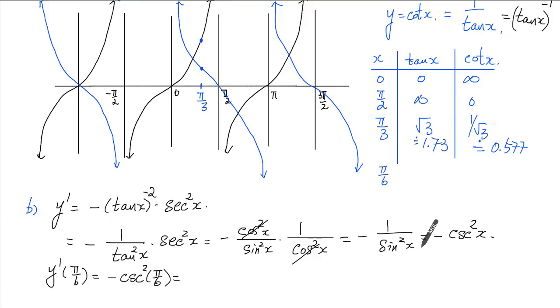And sine of pi over 6 is equal to 1/2. So the cosecant of pi over 6 will be its reciprocal, or 2. So this will be 2 squared. Okay, and that should be -4. So pi over 6 is somewhere over here, right? So I'm going to draw that in red. Pi over 6. And the slope of the tangent to that curve is something that's negative, and it's quite steep, and its exact value is equal to -4.